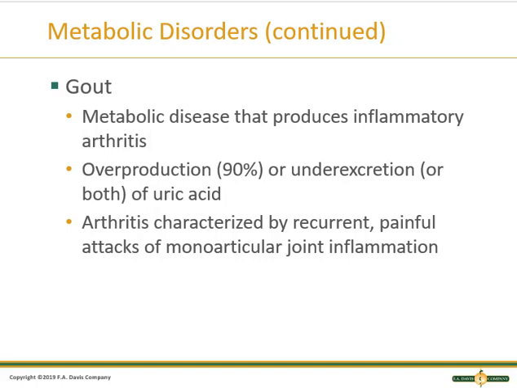On initial testing, you're going to want to check a serum uric acid level. You may also want to check a sed rate and a CBC. The goal is to decrease the deposits of uric crystals in the joints and to terminate acute attacks, prevent future attacks, and normalize the uric acid.